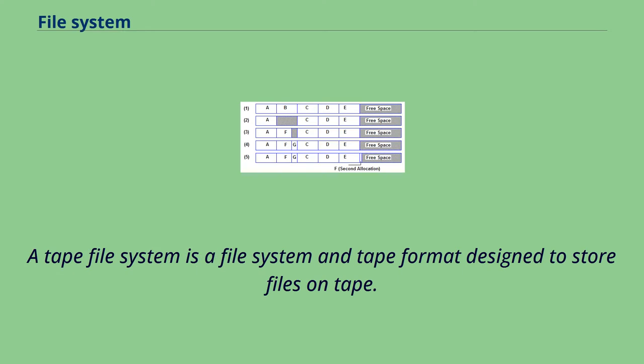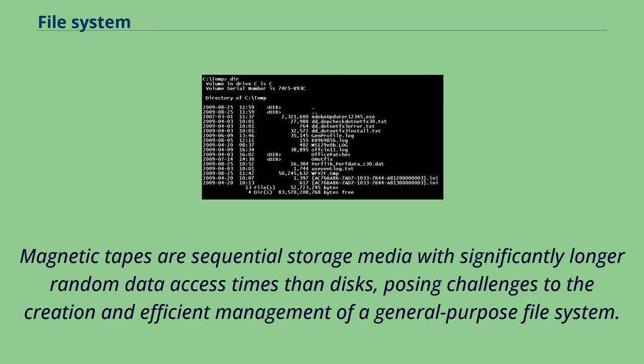A tape file system is a file system and tape format designed to store files on tape. Magnetic tapes are sequential storage media with significantly longer random data access times than disks, posing challenges to the creation and efficient management of a general-purpose file system.